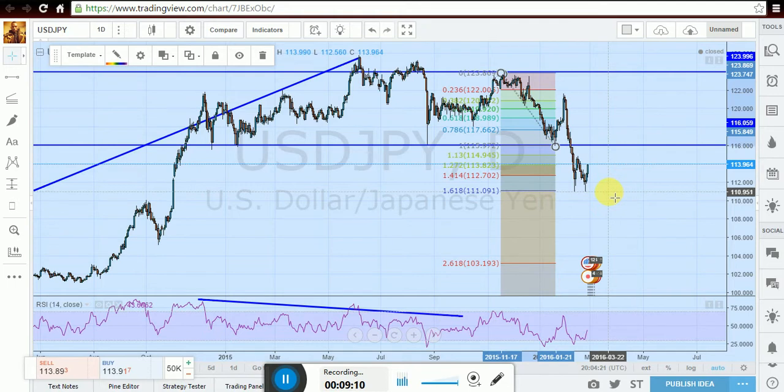But if you didn't, look, this is what you have to wait for. This structure. If the market comes back into this structure, even though your stop loss is probably going to have to go above this high, this market has got a long way to fall.